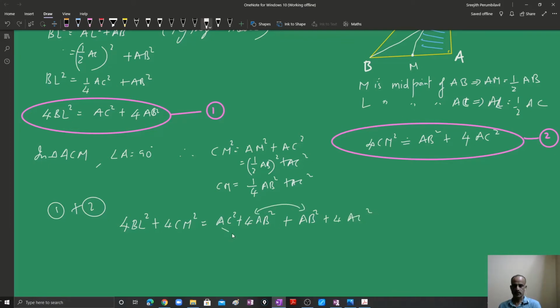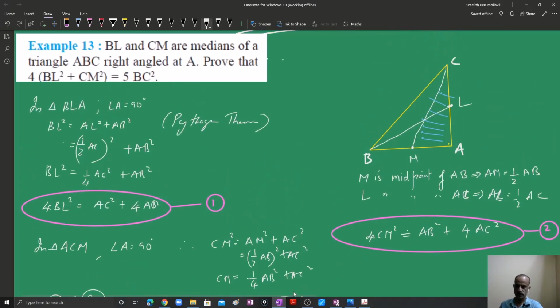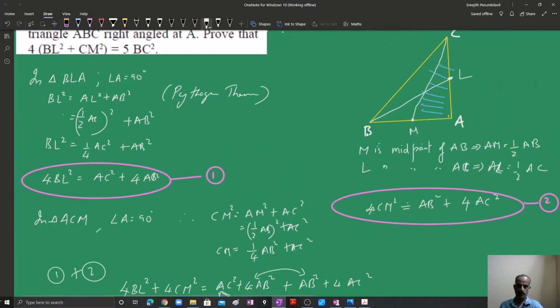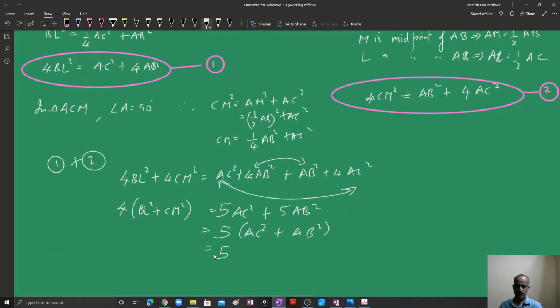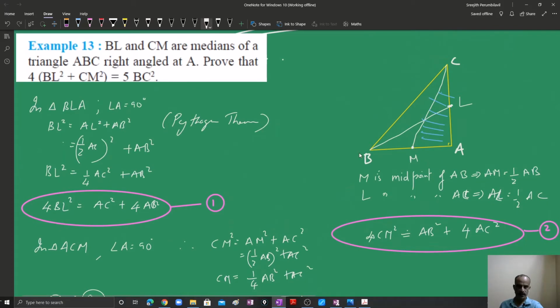Combining these two, this is 4 into BL square plus CM square is equal to AC square plus 4AC square, 5AC square, plus 4AB plus AB, 5AB square. This is equal to 5 into AC square plus AB square. Hence the proof. Is that what is asked? No. BC square. Oh my god. Oh yeah, that's it. From the triangle, here we have 5 times AC square plus AB square.